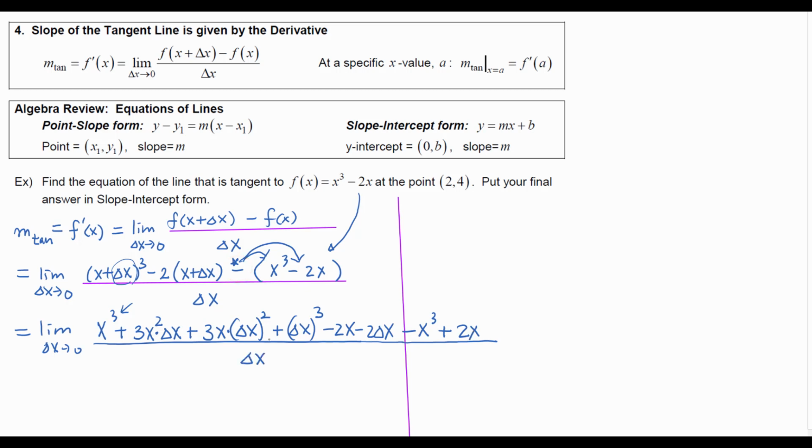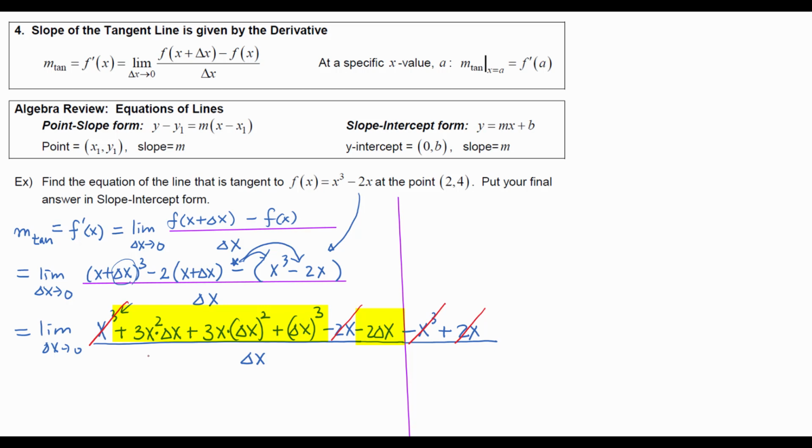And I'm hoping some terms would disappear. x cubed minus x cubed disappears. Minus 2x plus 2x disappears. So what's left is 3x squared delta x plus 3x delta x squared plus delta x cubed minus 2 times the delta x, over delta x. If I were to do the direct substitution now of 0 for delta x, since every term has a delta x in it, I will get 0 in the numerator and 0 in the denominator.